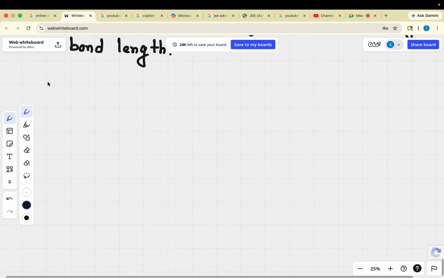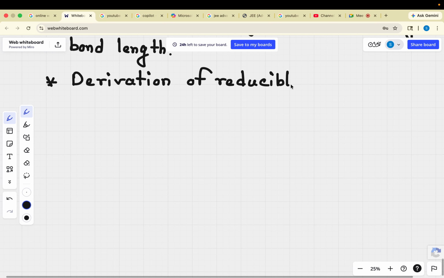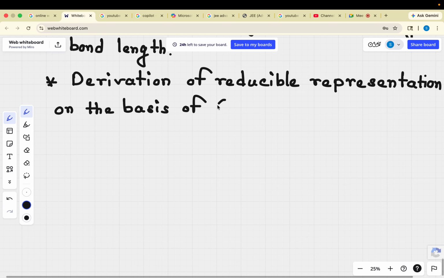So first of all, give a heading here: derivation of reducible representation on the basis of x, y, z axis. Derivation of reducible representation on the basis of x, y, z axis.